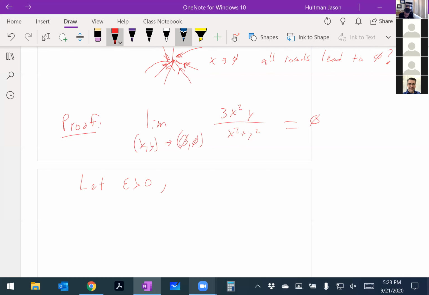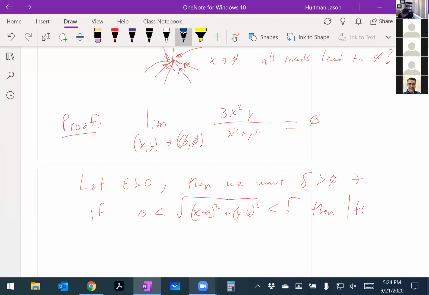Okay, let epsilon be greater than 0. Then we want delta greater than 0 such that if 0 is less than the square root of (x minus a) squared plus (y minus b) squared is less than delta, then the absolute value of f(x, y) minus L is less than epsilon. Boom.